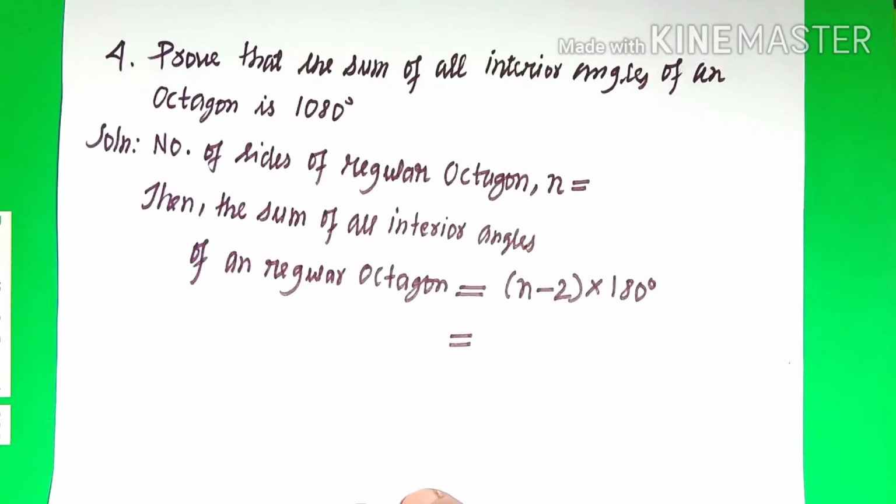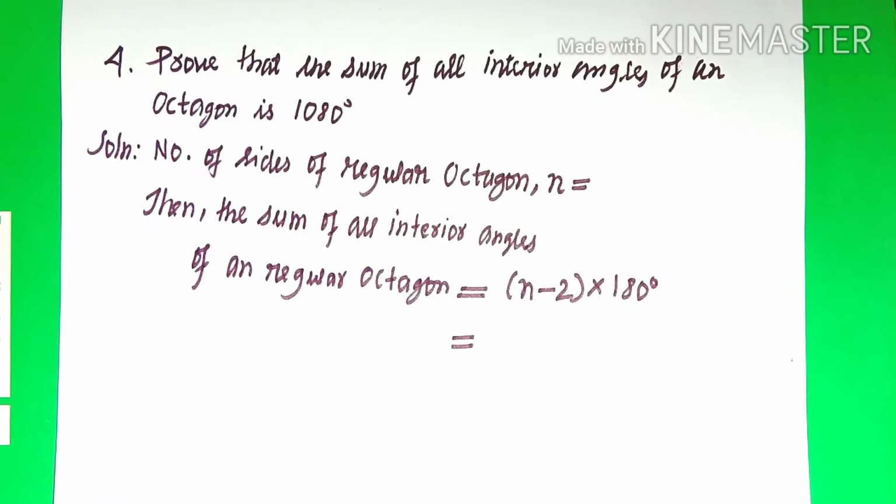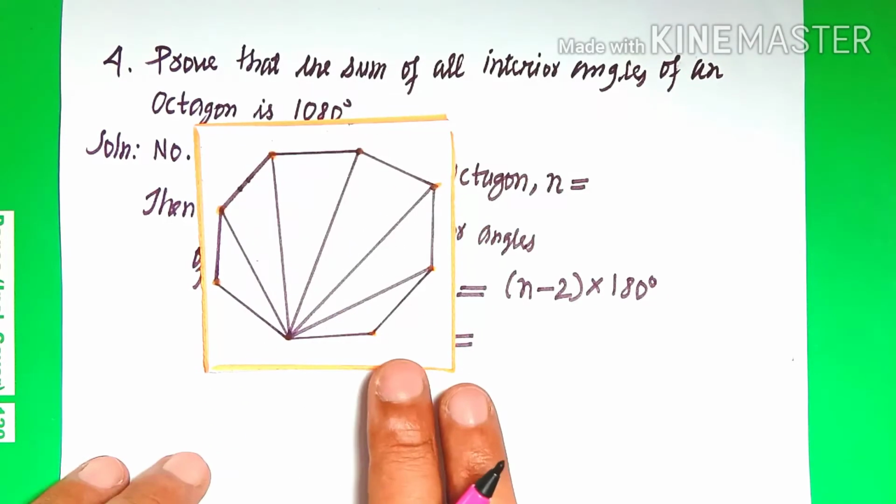Now here you'll have to prove that the sum of all the interior angles of an octagon is 1080 degrees. So here you'll have to know what an octagon is. It's a polygon made up of how many sides? Yes, that is 8 sides. So let's have a look at the figure here.